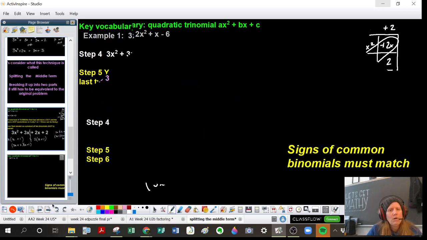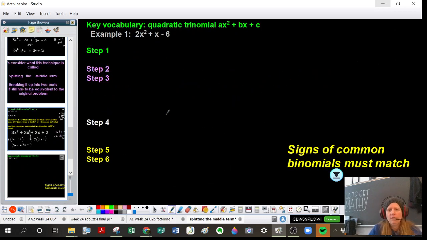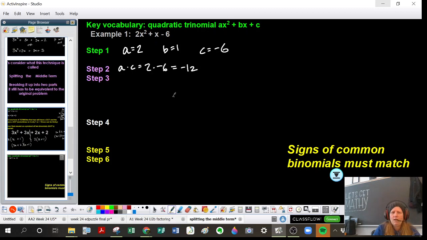Now, one example is probably not enough because there's a whole lot in that algorithm, and I want to make sure that you see ones that do have a negative. So again, step 1, which eventually you won't have to do. Oh, hidden 1 in this case. All right, so step 2, multiply a times c, which is 2 times negative 6. Negative 12. Step 3, I use my factor wheel. You could do it another way. Some people like listing them out. I see 4 and 3 as a factor pair, 6 and 2, 12 and 1.